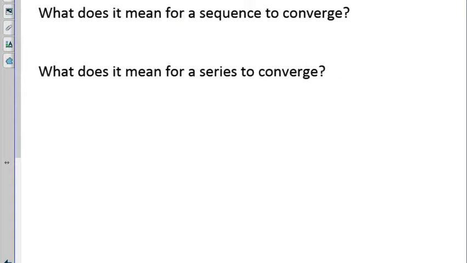Okay, and I would like you to fill this in on your own. I'm not going to tell you what to write here, but I want you to think about what it means for a sequence to converge and what it means for a series to converge. I already kind of told you, so I want you to think about what it would mean and write it in your own words. Take a moment, maybe pause the video if necessary, and then you can move on to the next page.